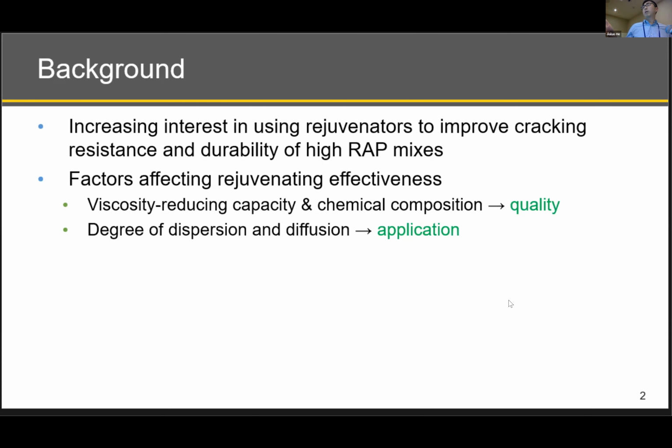If we look at what has been done in the past, the two major factors that affect how well the rejuvenator works are listed here. One is the viscosity reducing capacity and the chemical composition, which is more related to the material quality. There are so many different products on the market and they do not provide the same benefits. And the other factor that has been recognized but not heavily investigated, at least from the research perspective, is the degree of dispersion and diffusion. As I mentioned before, the rejuvenator is trying to rejuvenate the heavily aged asphalt binder, so we need to make sure we get uniform dispersion and diffusion, and therefore the blending of those two components is significant.